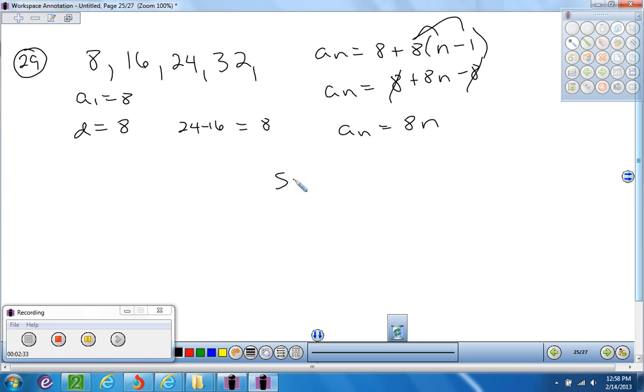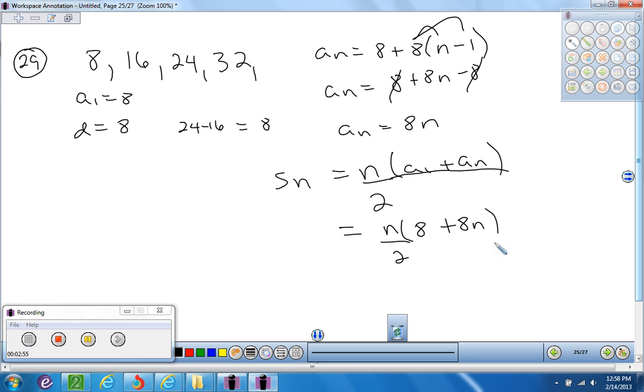All right, so then we're going to plug that into our sum formula, which is a sub 1 plus a sub n. Now, n we don't know, we're trying to set this up for that. a sub 1 is 8, a sub n is 8n. So we're going to distribute the n through, and we end up with n times 8 plus 8n, squared over 2. Everything's divisible by 2 in here, so we end up with 4n plus 4n squared.